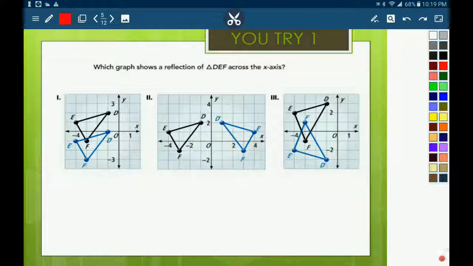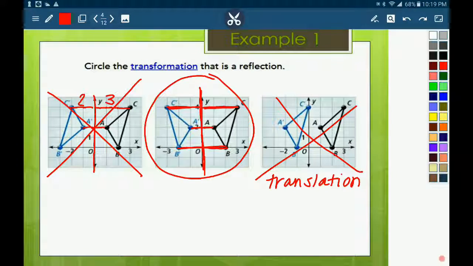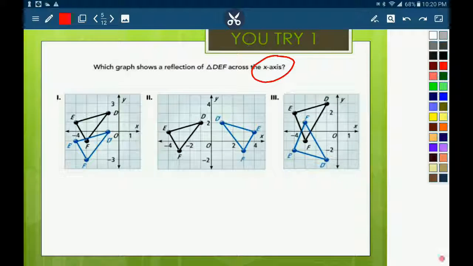Let's have you give this identification a try in your first try. Which graph shows the reflection of triangle DEF across the x-axis? Now I want to make a note that it does say the x-axis. We reflected across the y-axis in the previous example. The x-axis, I'm going to highlight on all these pictures.